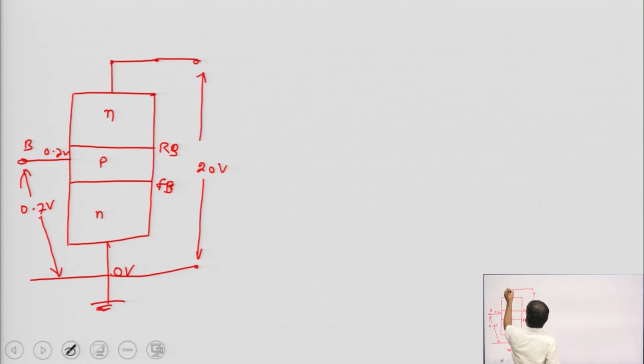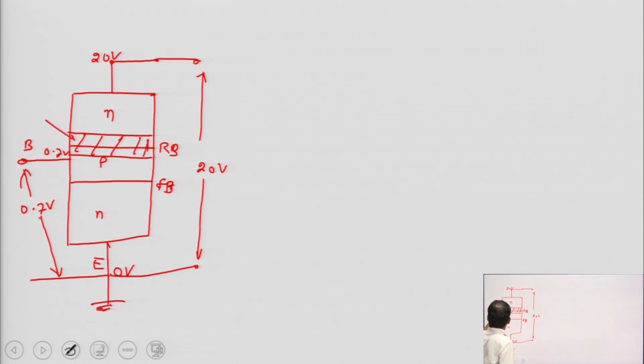Collector terminal is at 20 volt. Why is VC 20 volt? Since emitter is at 0 volt. This means the collector is at 20 volt. Now, this means this junction is reverse biased with the voltage of 19.3 volt. This junction is reverse bias. The penetration of reverse bias is due to the 19.3 volt.